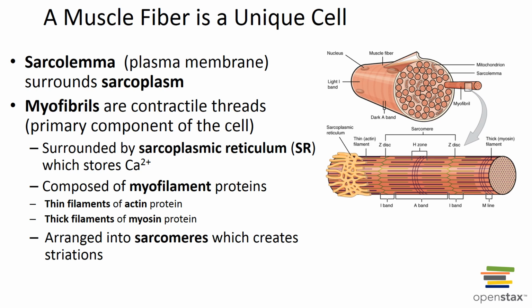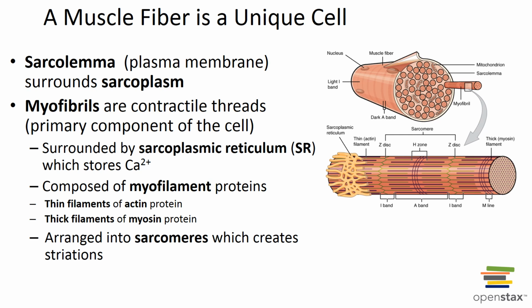Remember, the myofibril is composed of contractile proteins, which are called myofilaments. The thick myofilaments are called myosin, and the thin myofilaments are called actin. One way to remember that is thin, thin, and then the other, myosin, is the thick. The myofilaments of myosin and actin are arranged in an overlapping pattern, creating hundreds to thousands of functional units called sarcomeres.